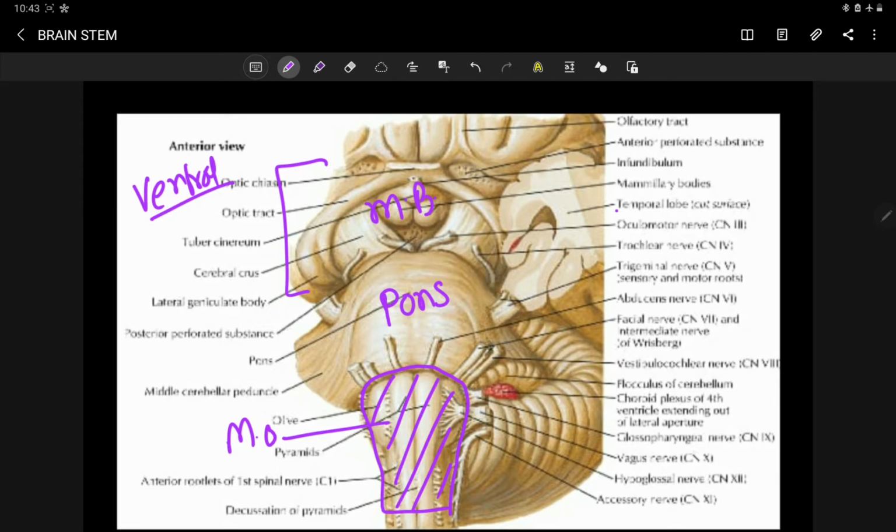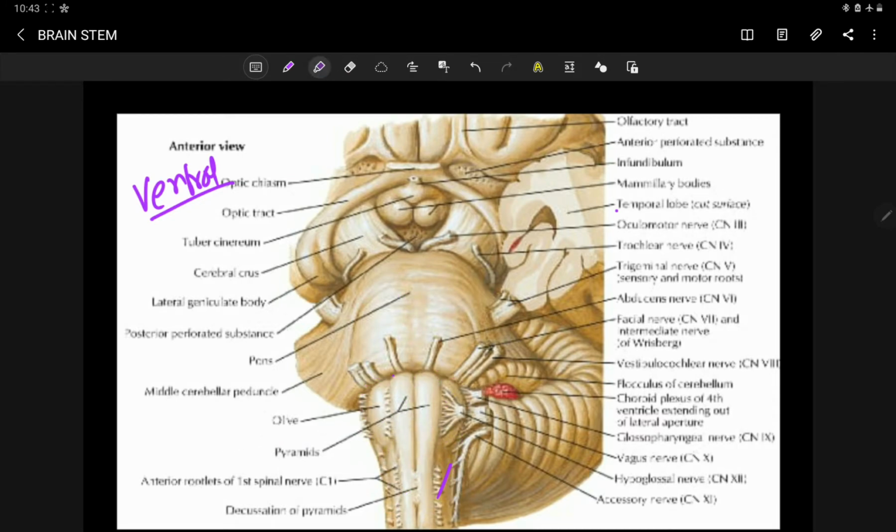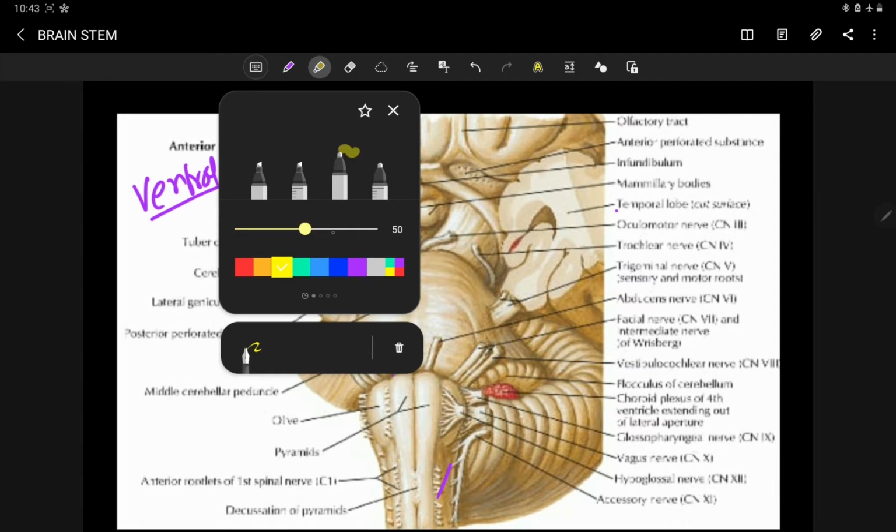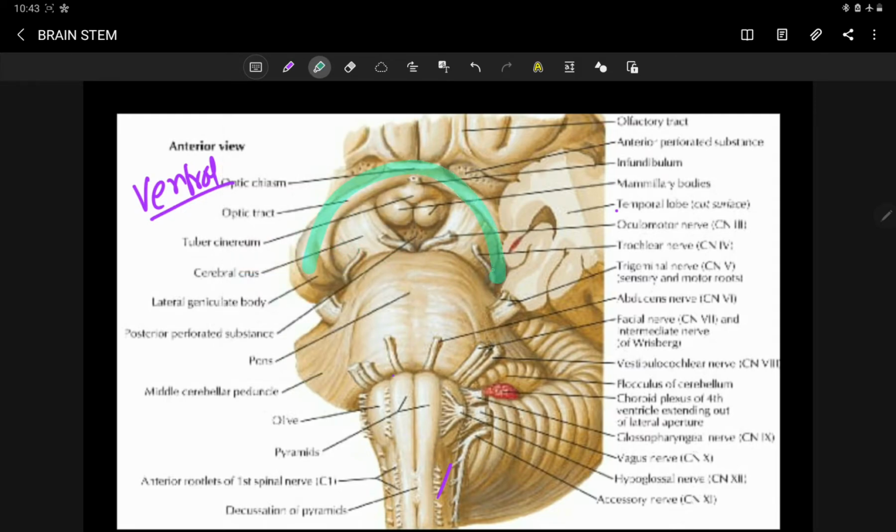This is just cut and removed, and you can see your three major portions of the brainstem: the ventral aspect of medulla, the ventral aspect of midbrain, and the ventral aspect of pons. This much area is your midbrain area, this much area is your pons area, and this much area is your medulla oblongata area. So I am writing midbrain, pons, and medulla oblongata. All right, so this is the ventral aspect.